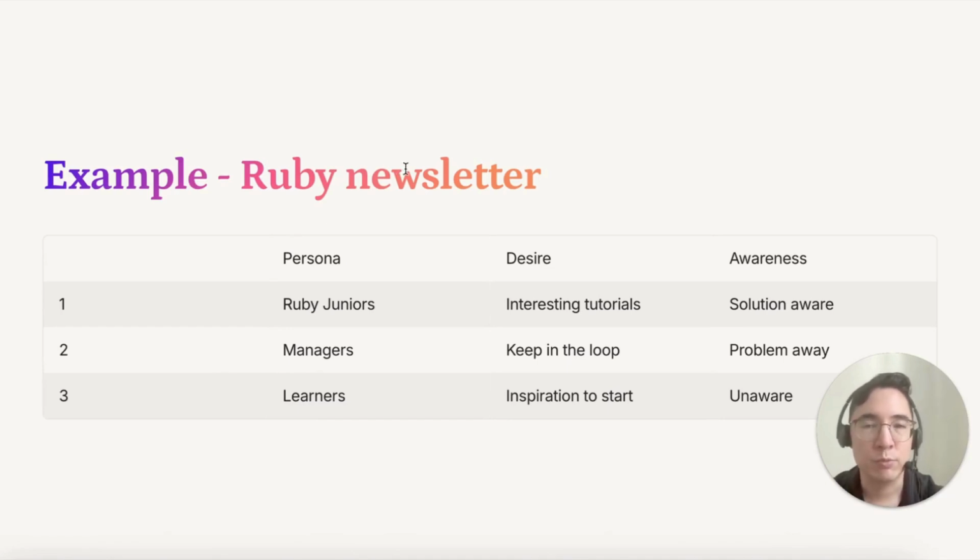Say you run a newsletter about Ruby or Ruby on Rails, and these are probably the different types of people: juniors in Ruby, managers, like technical managers, that kind of thing, learners, and they each have a different desire. Like the juniors want maybe interesting tutorials, but the learners maybe want some more inspiration to just get over the line, and their awareness stage of your solution to their problem is going to be different. So learners might be completely unaware that they could learn from a newsletter. At least I'm unaware. And then juniors might already know that they're there, but they're not completely convinced that yours is going to be the good one, as an example. So use that to drive your copy.